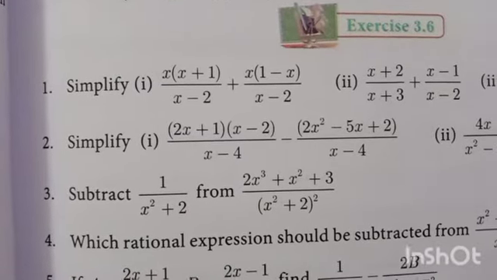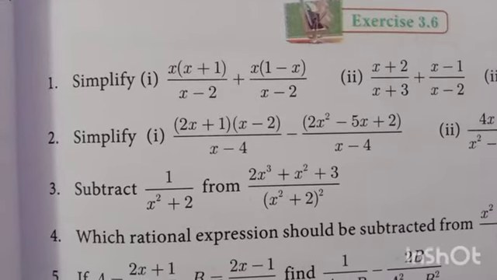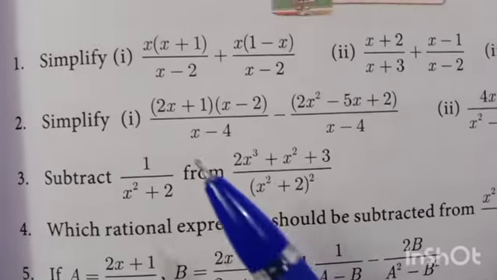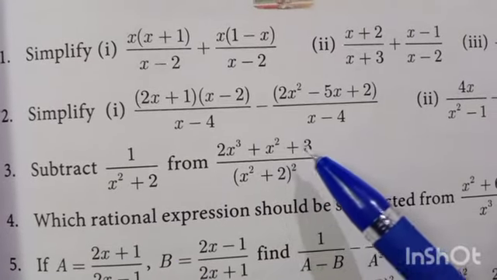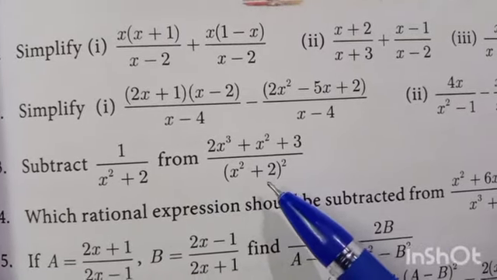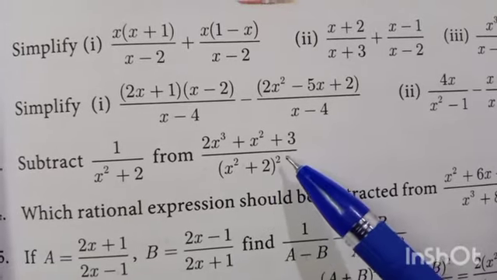In the previous video, you learned exercise 3.6 first two problems. Now the third problem. Subtract 1 by x square plus 2 from (2x cube plus x square plus 3) whole divided by (x square plus 2) whole square.